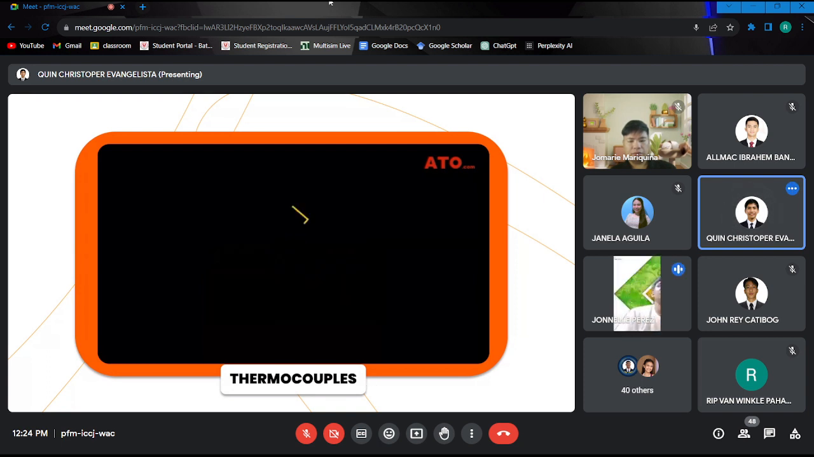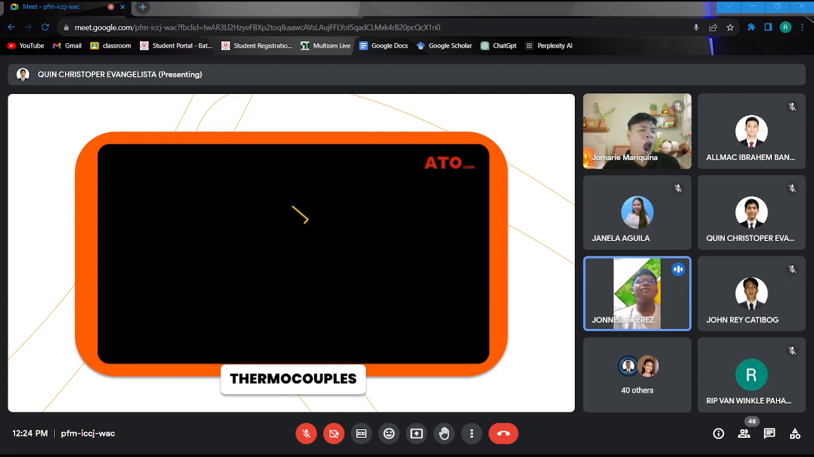Okay, as you can see from the video, in order to use a thermocouple, we need direct contact with the material or the substance in order for it to record the temperature the substance or the material has. There are certain types that thermocouples use. Usually, some thermocouples are plugged into a voltmeter or multimeter that already has a temperature function. And that is all for thermocouples.